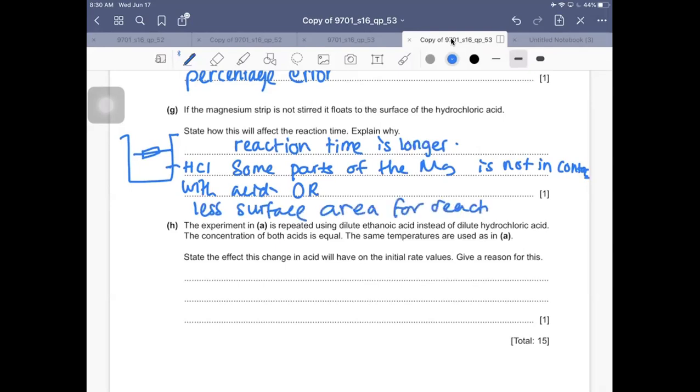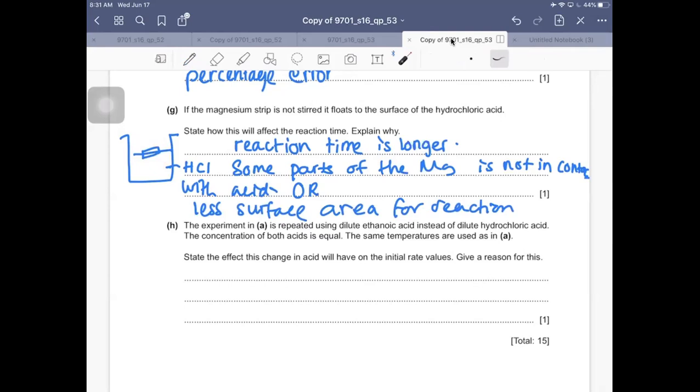Okay, so as you know, surface area is one of the factors that affect the rate of reaction. So small surface area, slow reaction; bigger surface area, faster reaction. Okay, if we don't talk about surface area, you can also talk about the point of contact. Only the bottom part will have contact with HCl. The top part will just be exposed to the air.